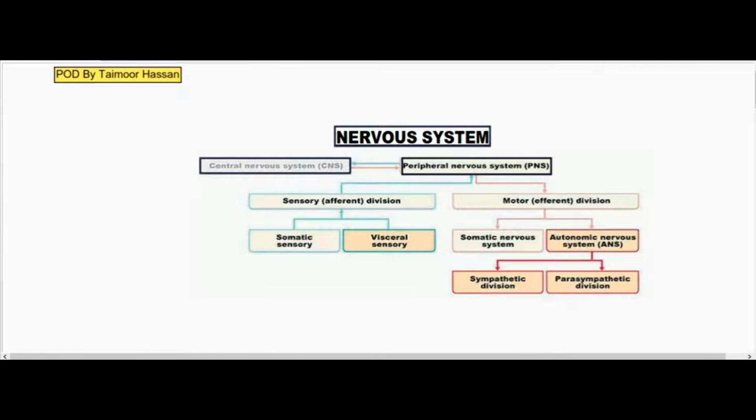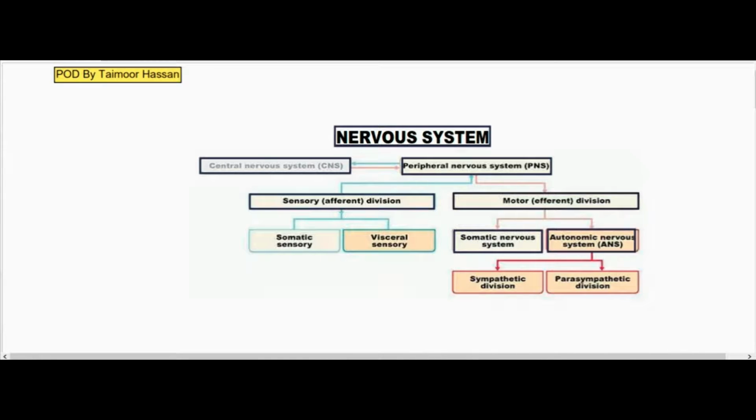This peripheral nervous system is further divided into the sensory division, which is also called afferent, and the motor division, which is also called efferent. The motor division will carry information from the CNS to the whole body, and it consists of the motor neurons. This is further divided into the somatic nervous system and the autonomic nervous system.